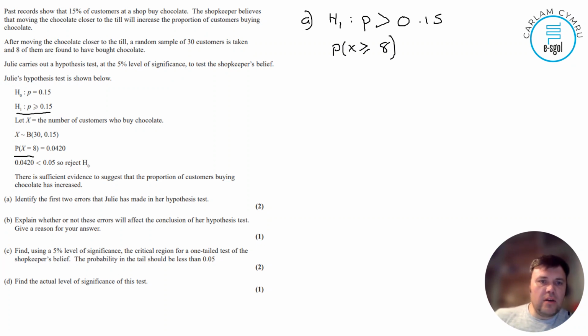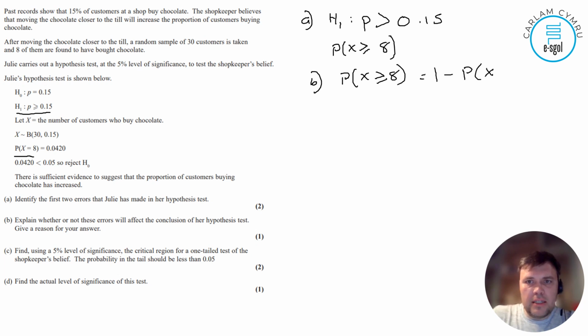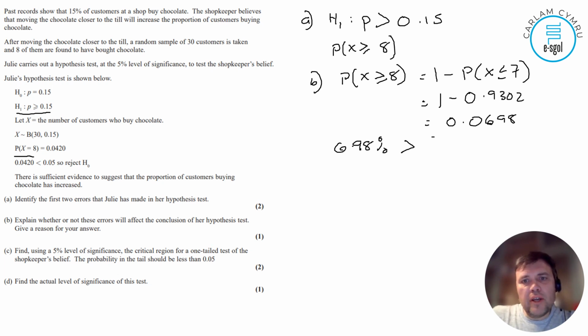Explain whether or not these errors will affect the conclusion. The second one is going to affect the conclusion. So you would need P(X ≥ 8) = 1 − P(X ≤ 7). That is going to be 1 − 0.9302, which is 0.0698. Therefore, 6.98%, which is greater than 5%, so we do not reject H0. Put that in a box.